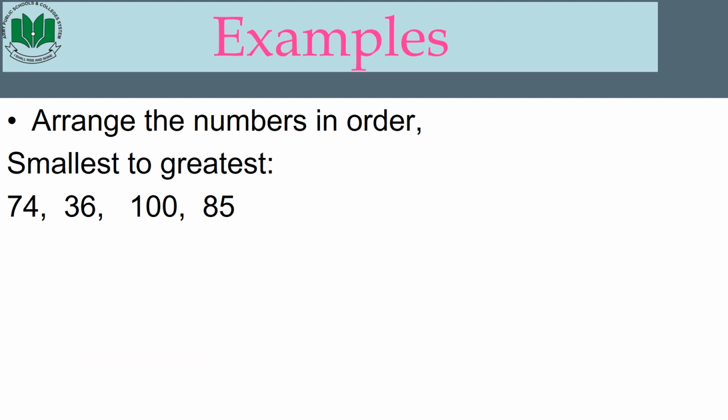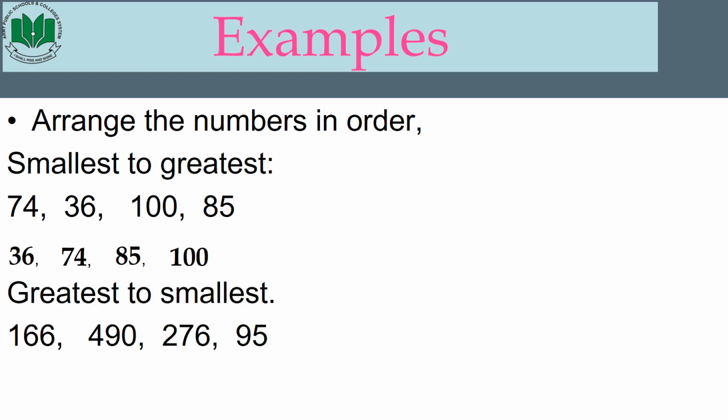Let's solve some examples. Arrange the numbers in order, smallest to greatest. Look at this question. 74, 36, 100 and 85. Which is the smallest number? The smallest number is 36. After 36, the larger number is 74. After 74, the larger number is 85. And which is the greatest or largest number? It is 100. Very good.